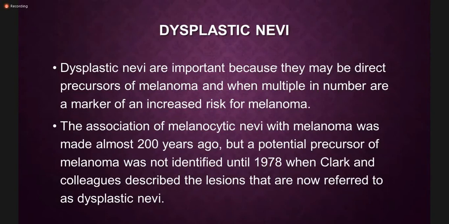So dysplastic nevi are important because they may be direct precursors of melanomas. As the name indicates, dysplastic nevi have dysplasia present in them, meaning they are pre-malignant. And when multiple in number, they are a marker of increased risk of melanoma. The association of melanocytic nevi with melanoma was made almost 200 years ago, but a potential precursor of melanoma was not identified until 1978, when Clark and his colleagues described the lesions that are now referred to as dysplastic nevi.